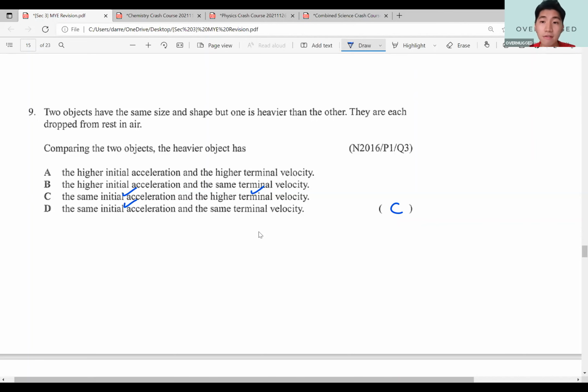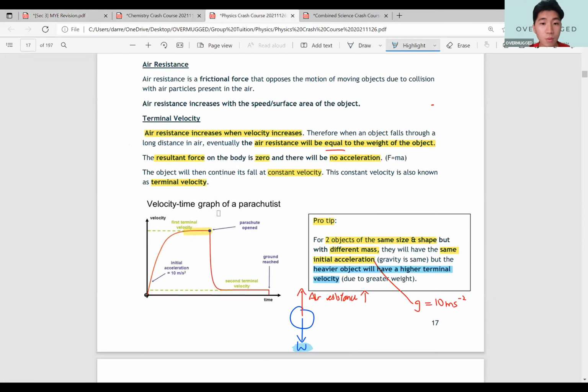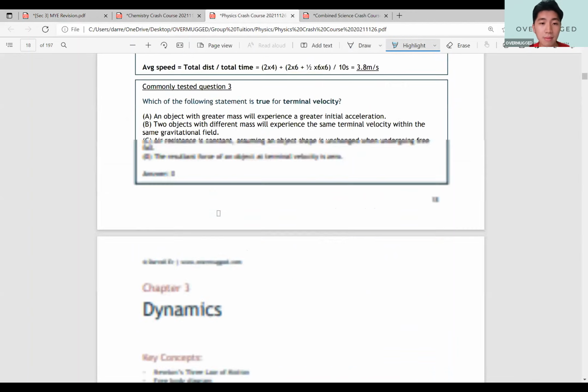Okay, so if there's air resistance, we take gravity minus the friction. I think you're thinking of resultant force, which is something I'll address in the next chapter, okay? But I think you're on the correct track. But take note on question 9, all right? If it appears, I hope you all can score, all right? Just remember, if 2 objects, one is heavier, initial acceleration is the same because gravity is the same, but the heavier object will have higher weight, so the terminal velocity it will reach is higher as well. Okay, if not, we're down to our final chapter, dynamics.